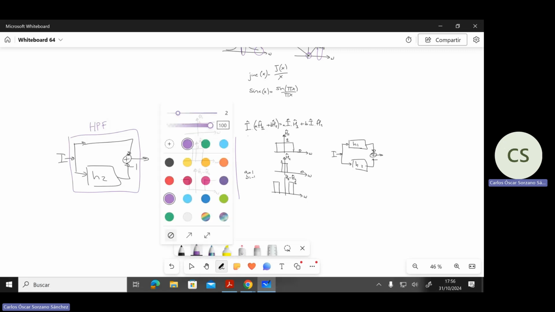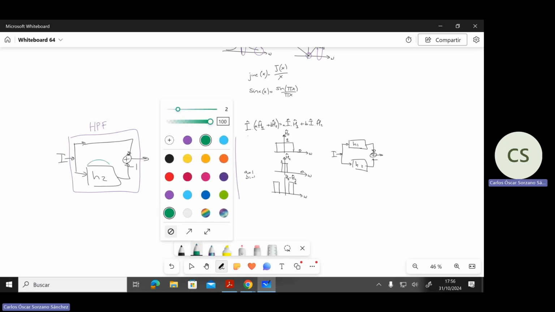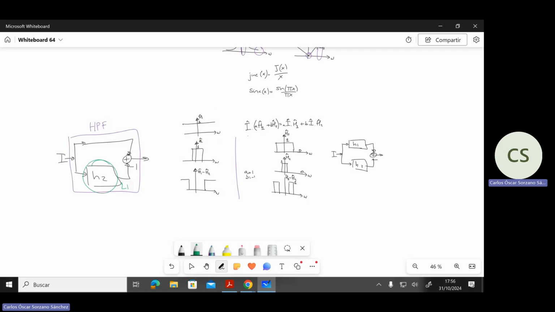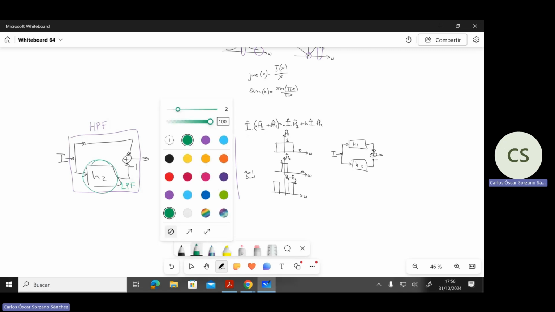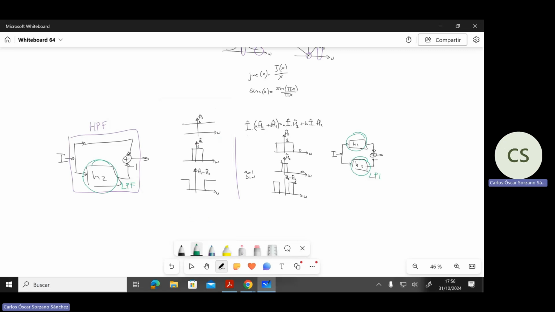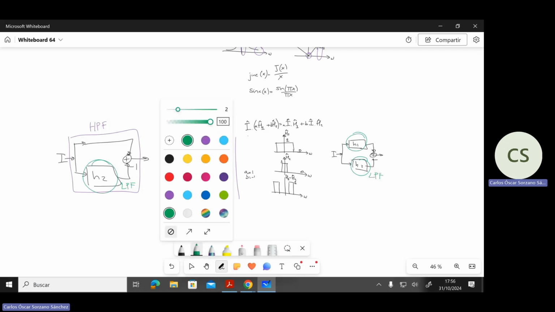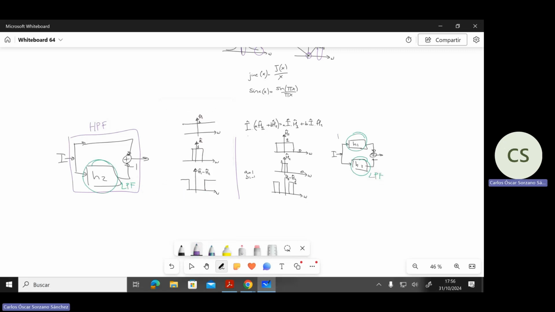But this one is a low pass filter. And here it is the same. These two are low pass filters. But this one altogether is a band pass filter.